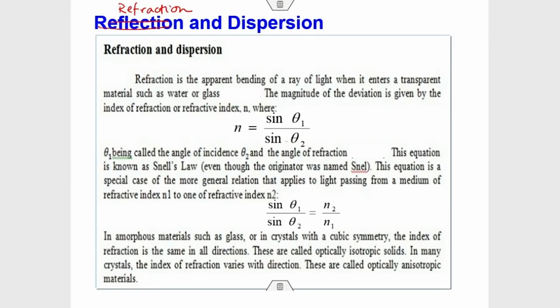The equation is known as Snell's law. All of you have studied it in your class 12 physics or maybe in class 10. This equation is a special case of a general relation that applies to light passing through media of refractive index n1 to n2, that is sin theta 1 by sin theta 2 is equal to n2 by n1. In amorphous materials such as glass, or a crystal with cubic symmetry, the index of refraction is the same in all directions. There is no difference of refractive index because of crystallographic directions. They are called optically isotropic solids, but in some other crystals this is not so. So, they are called optically anisotropic materials. So, that is about refraction and dispersion.